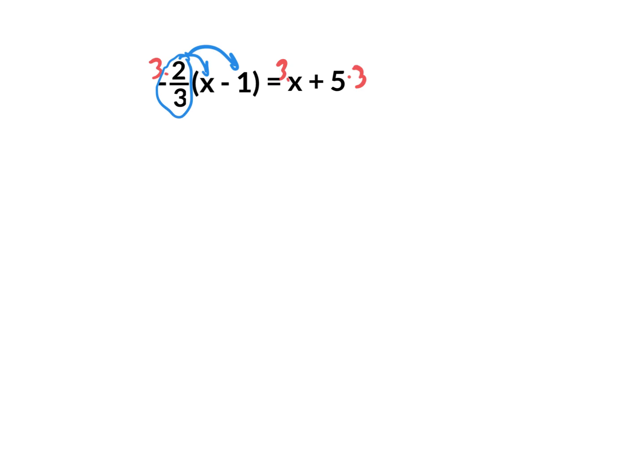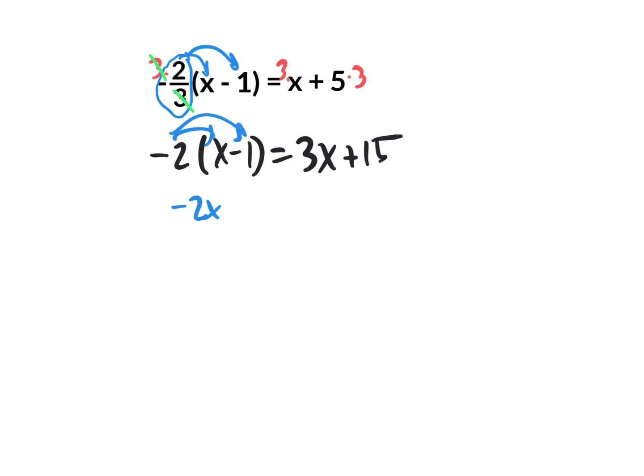So the beauty of this is that the fractions eliminate and you end up with a -2 in the front instead of a -2/3 with the x minus 1 equals 3x plus 15. And then after that, it's simple. You distribute -2, that's a -2x. That's a positive 2. Bring down the equal sign, bring down the 3x plus 15.